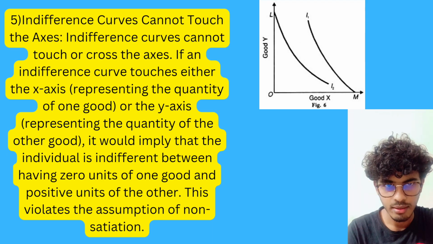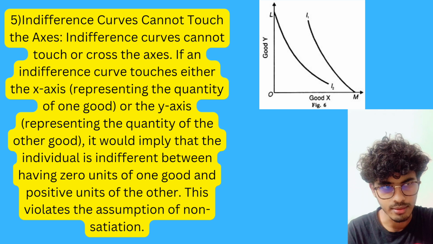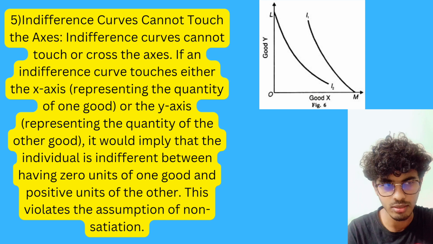Property number 5 is that indifference curves cannot touch the axis. Indifference curves cannot touch or cross the axis. If an indifference curve touches either the x-axis, which represents the quantity of one good, or the y-axis, representing the quantity of the other good, it would imply that the individual is indifferent between having 0 units of one good and positive units of the other. This violates the assumption of non-satiation.